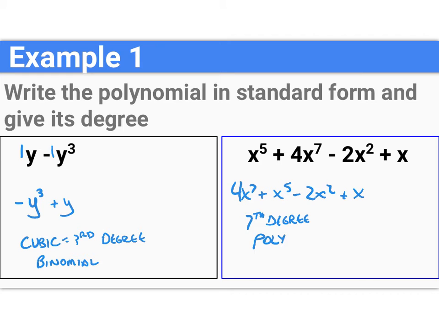Polynomial. Anything more than three terms is just poly. Poly means many. Nomial, again, means named terms. Nomial means name.